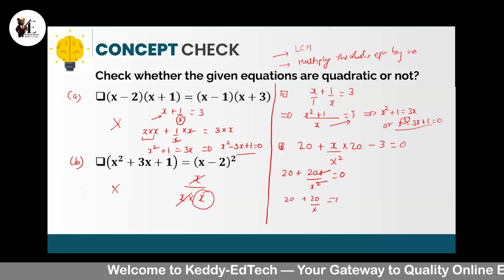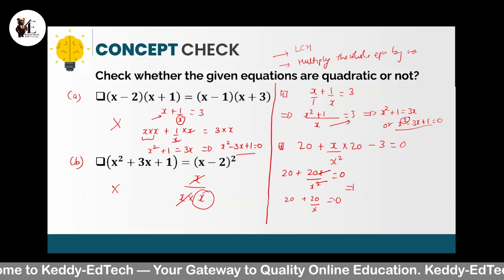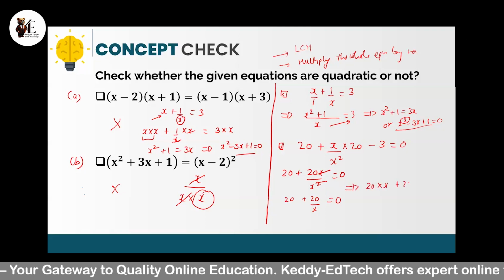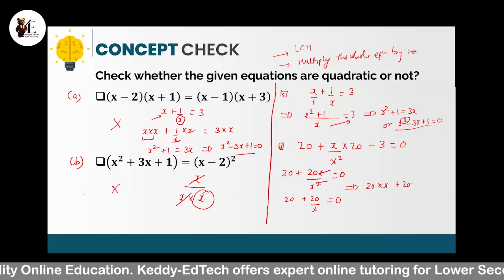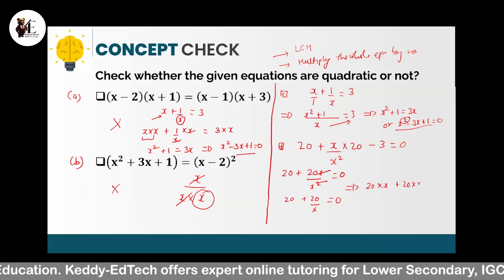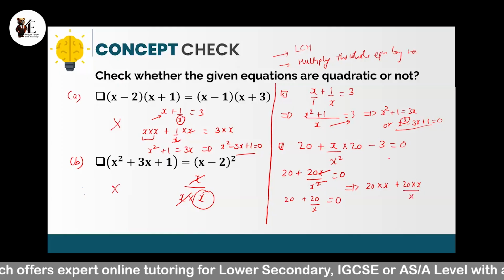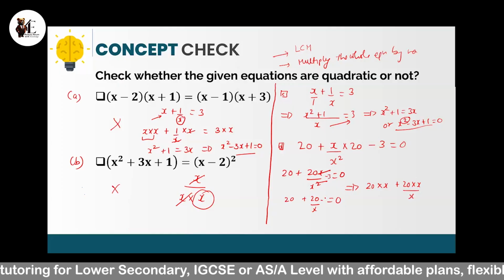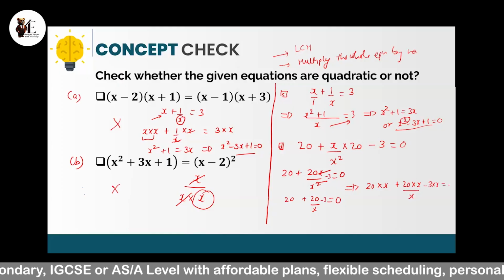So do the same thing, multiply by the x, or you can take the LCM also. I'm multiplying by x. So first term will be multiplied by x. Then second term will be multiplied by x. And then, okay, there is negative 3 also. Negative 3 will be multiplied by x is equals to 0.